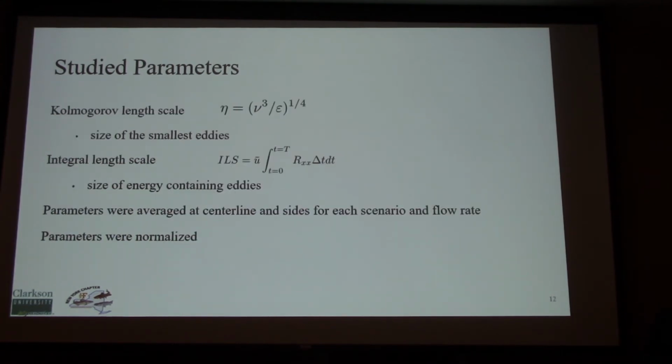within the boulders. Also to study the eddy sizes, we use 2 parameters: Kolmogorov length scale, which shows actually the size of the smallest eddies, and also we use integral length scale that shows the size of energy containing eddies, or large scale eddies. After that, we average the parameters in center line and sides for each scenario and flow rates. And also we normalize them to compare them in a better way.